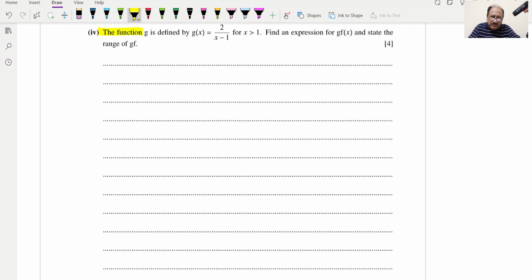The function g is defined by this one, x is greater than 1. Find an expression for g of f of x and state the range of g of x. So g of f of x we can find. g of f of x will be equal to, in g of x we will be replacing f of x, and f of x value is what? This will be x minus 2 squared plus 3.